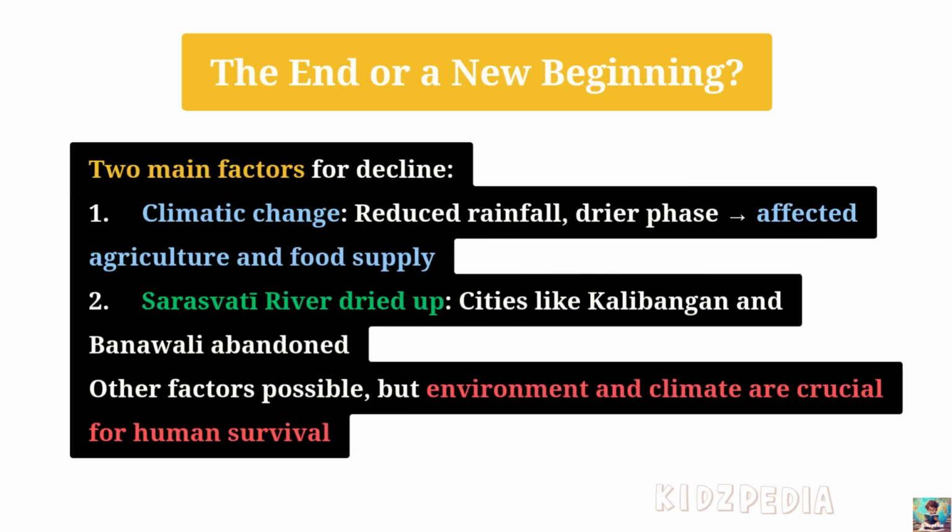Archaeologists now agree on 2 main reasons for the decline of the Harappan civilization. First one, climatic change. Around 2200 BC, the climate became drier in many parts of the world. Less rainfall made farming harder and reduced food supply for cities. Second, drying of the Sarasvatī river. The central basin of the Sarasvatī river dried up. Cities like Kalibangan and Banawali could no longer survive and were abandoned. There may have been some other reasons, but these show how humans depend on climate and the environment for survival.